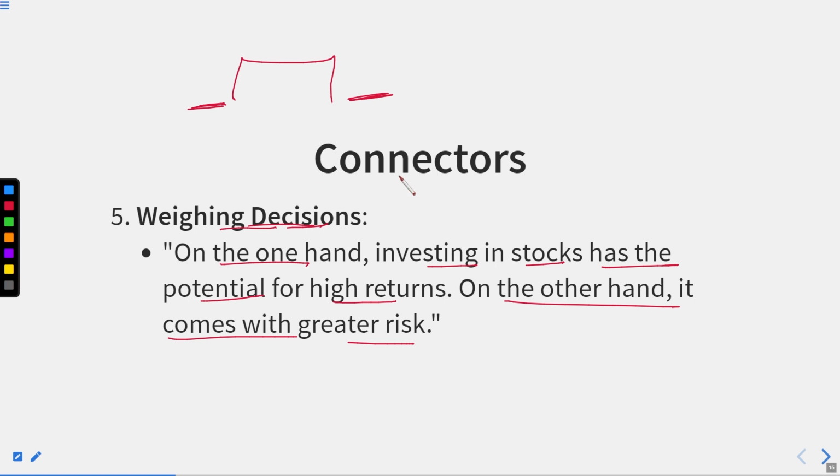Okay, as you can see over here, here is a person who is thinking about investing in stocks, but he thinks that it will be of greater risk. So he is having two viewpoints. One is positive, another is negative. One is that it will provide him high returns, or the return on investment, that is ROI, or the profit. On the other hand, it comes with greater risk. So this greater risk shows the negative aspect of the same investment. Okay, so here he can weigh his decision, which side is stronger.